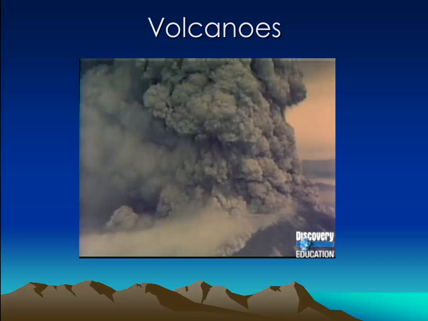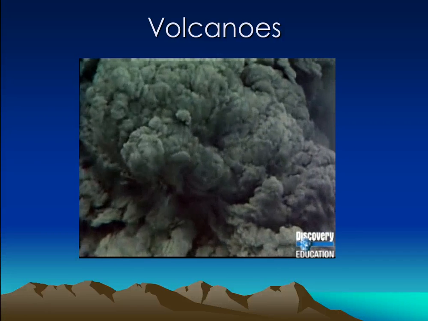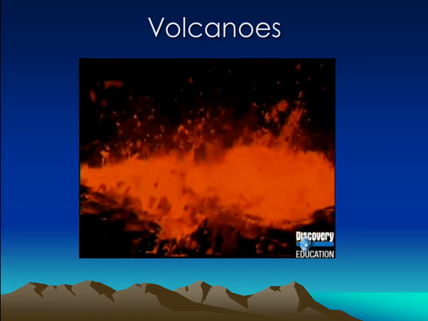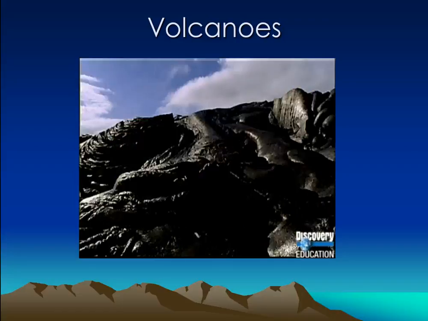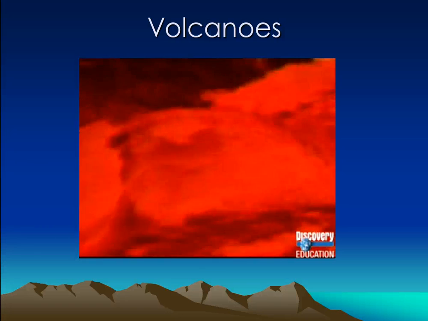Some volcanoes erupt far more violently than others. The difference depends on the composition of the magma, specifically the amount of silica and water. Silica is the main component in about 95% of Earth's rocks. It's a mineral made up of silicon and oxygen.